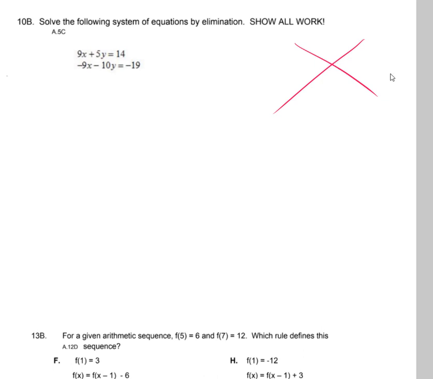So in this case, I have 9x plus 5y is equal to 14, and negative 9x minus 10y is equal to negative 19. I want you to think with me for a second about what I call the strength of the numbers. This number here is 9 strong. I'm talking about the absolute value of it. I call it the magnitude, because I take that from physics classes and vectors. This has a magnitude of 9, and this also has a magnitude of 9.